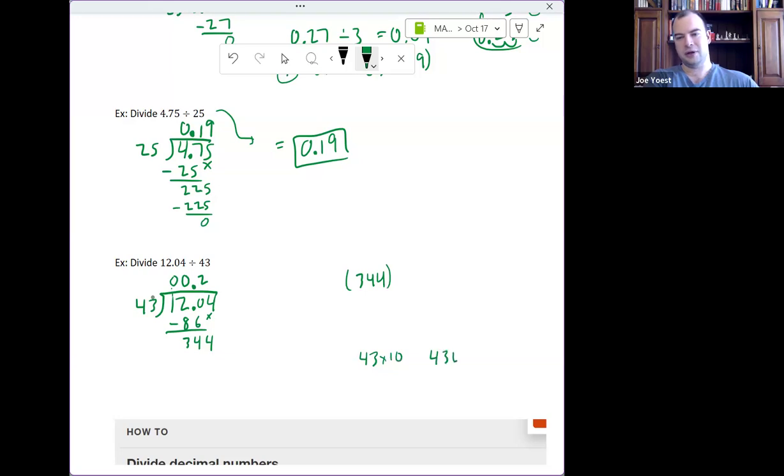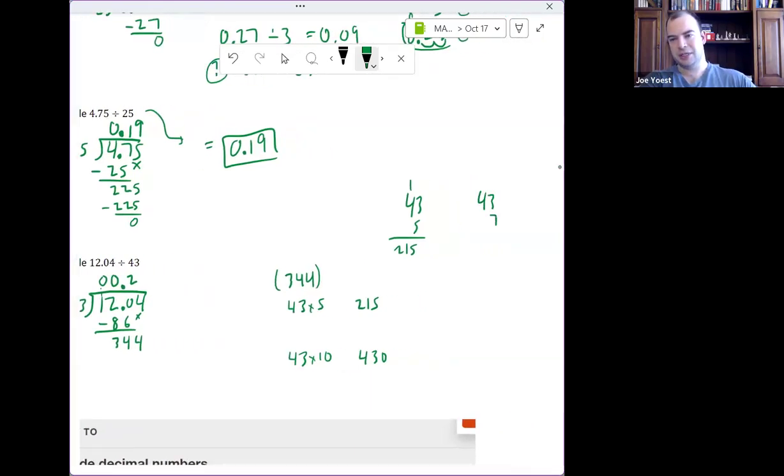43 times 10 is 430. So that's a good bit too high. 43 times 5, what would that be? 5 threes are 15, 5 fours are 20, plus 1 is 21, so 215. So we need more than that.